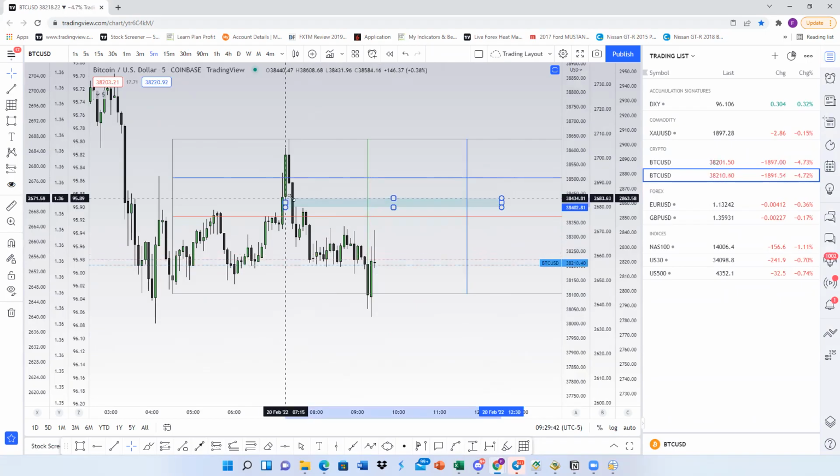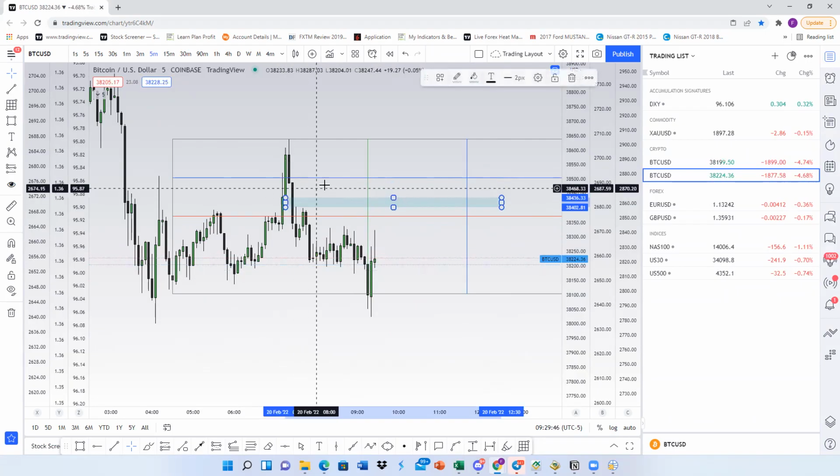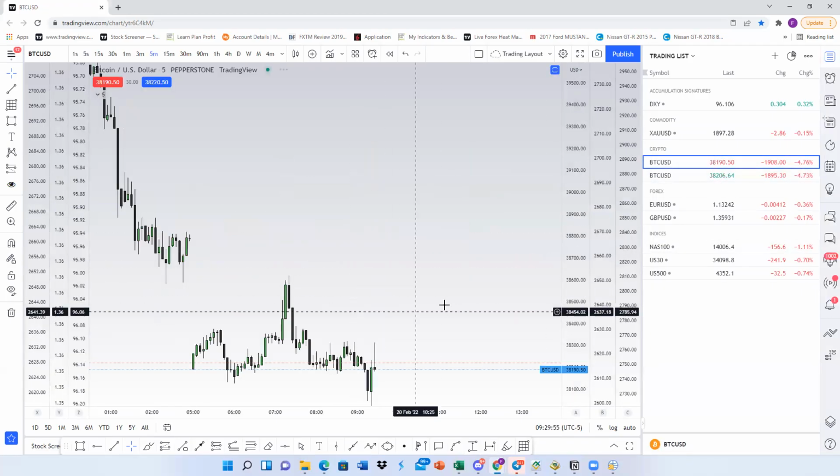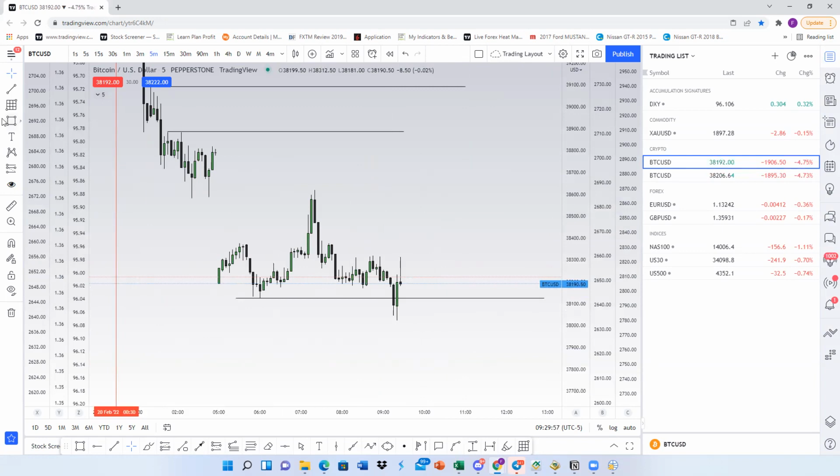Okay. This is the imbalance. This is the fair value gap. Imbalance, fair value gap. Yeah. So that's like what? 38, 402, 403. Okay, same thing over here.